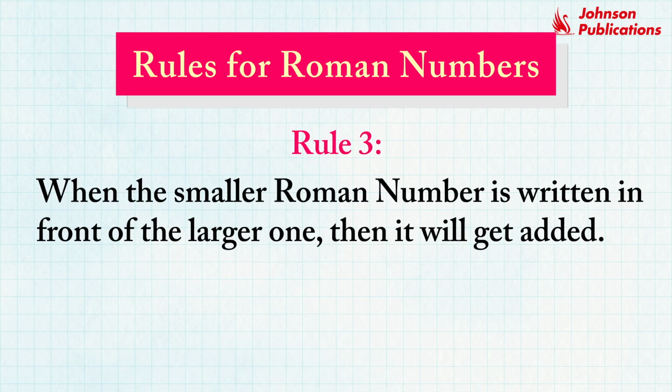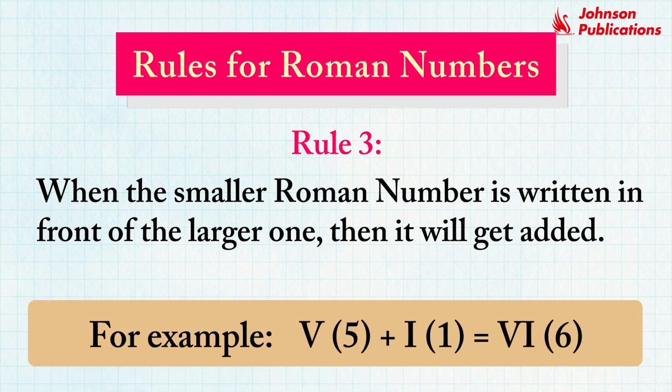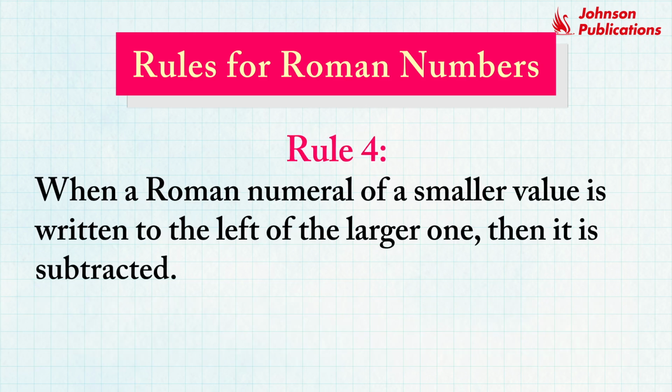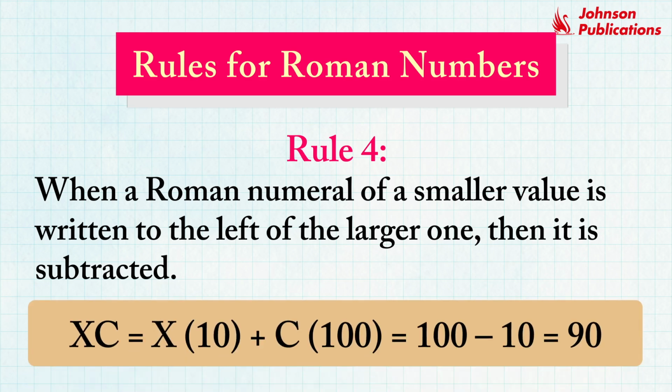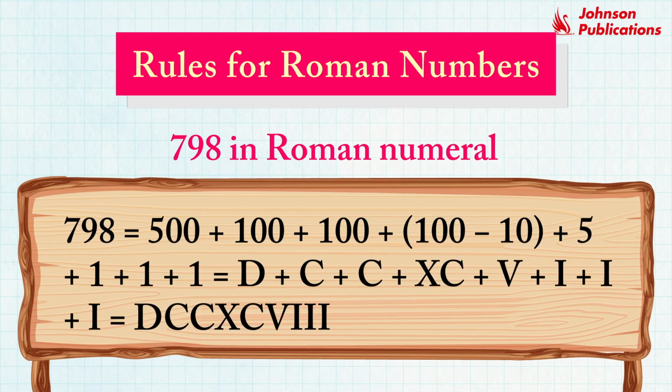Rule 3. When the smaller Roman number is written in front of the larger one, then it will get added. For example, look here. Rule 4. When a Roman numeral of a smaller value is written to the left of the larger one, then it is subtracted. For example, look here. Let us write the number 798 in Roman numeral.